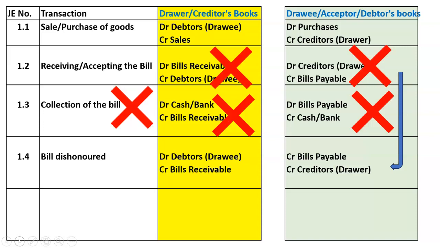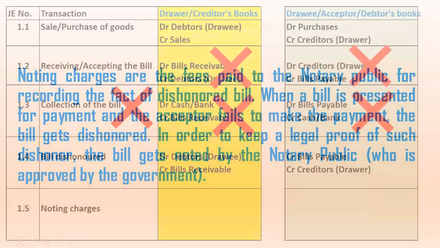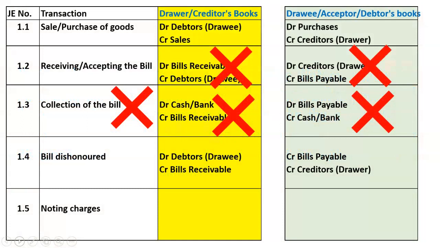In the case of dishonor of a bill, the drawer may get the bill noted and pay noting charges. Noting charges are the fees paid to the notary public for recording the fact of the dishonored bill. When a bill is presented for payment and the acceptor fails to make the payment, the bill gets dishonored. In order to keep legal proof of such dishonor, the bill gets noted by the notary public, who is approved by the government. The drawer will recover noting charges from the drawee.